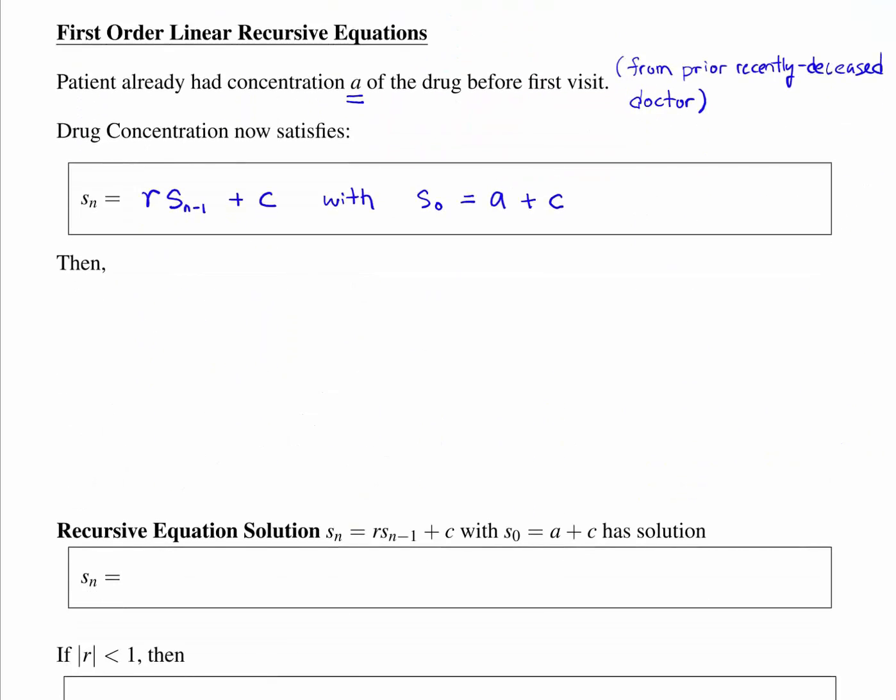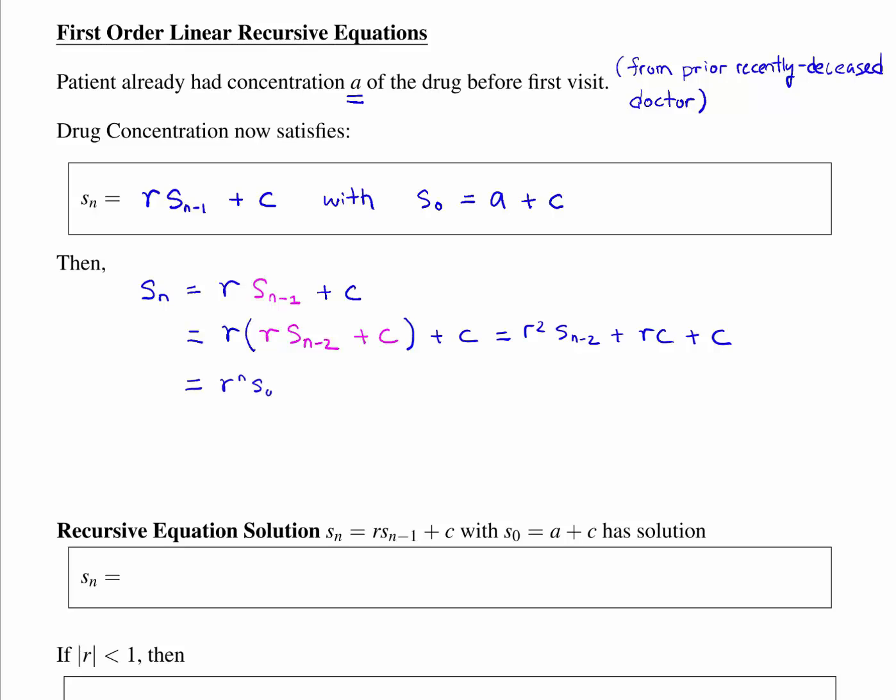So we can find that Sn is equal to r times S_{n-1} plus c. A second application of that equation at n minus 1 gives r times S_{n-2} plus c. And we could substitute that into the first application to get Sn is equal to r squared times S_{n-2} plus rc plus c. And continuing in this process, we find that Sn is equal to r to the n times S0 plus r to the n minus 1 c plus r squared c plus rc plus c. However, S0 is equal to A plus c.